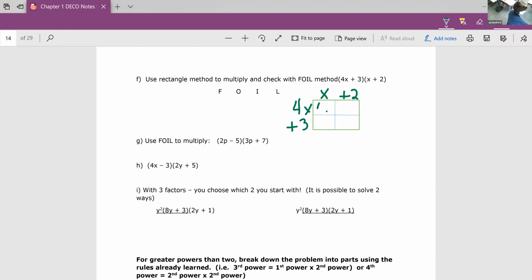4x times x is 4x squared. Good job. What goes in the box to the right? Well, I got to multiply them. So what's 4x times a positive 2? 8x, right? So plus 8x. Okay. What's going to go down here? And it's positive, right? Plus 3x. And then what's going to go in the bottom right? Now, do you see any like terms?